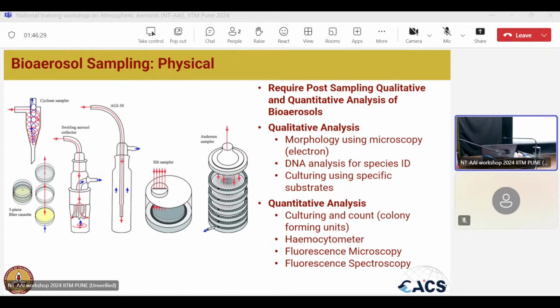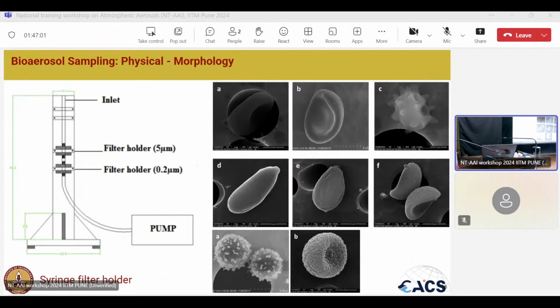Quantitative analysis, culturing and count, that's the oldest one. Like you grow them, the colonies, and then take some scale. What is it called? I don't know. You put it on that, and then call the colony forming units. That is what you call CFUs. Then a hemocytometer, of course, that's what it basically measures. It's a simple scale, and you put it on that, and it tells you how many colony forming units essentially you have. Fluorescence microscopy, I'll talk a little bit about. And then fluorescence spectroscopy, that's also something I'm going to talk about a little bit.